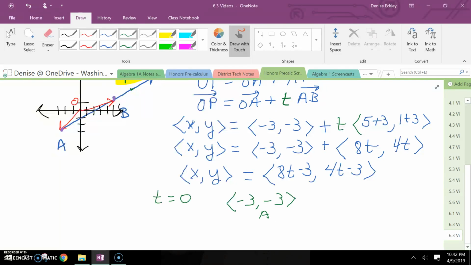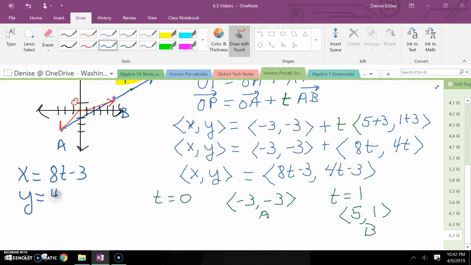And then if t were 1, and substituting it in, I would have 8 minus 3, which is 5, and 4 minus 3, which is 1, which is my point B. So all I have to do then for my final answer is state what my parametric equations are, which are x equals 8t minus 3 and y equals 4t minus 3. And now I can bound this to a line segment by saying that t is bounded between 0 and 1, and I've created a line segment.